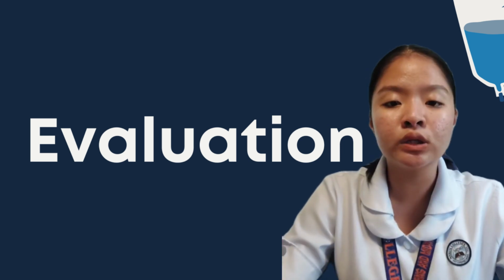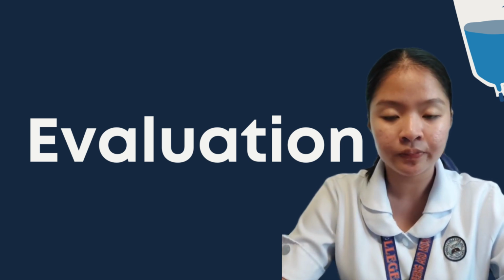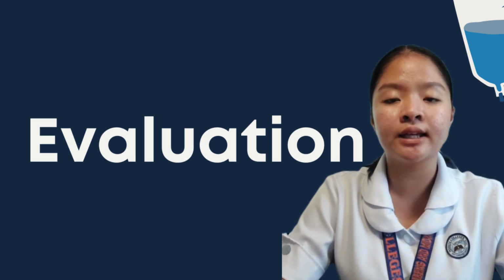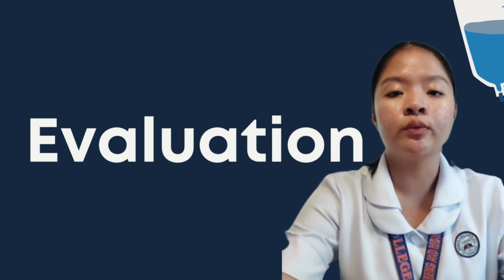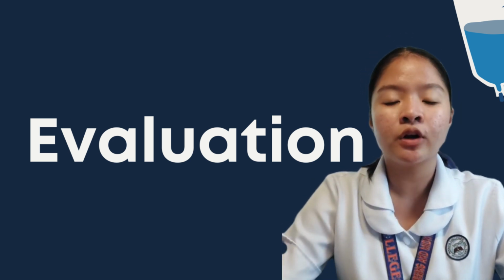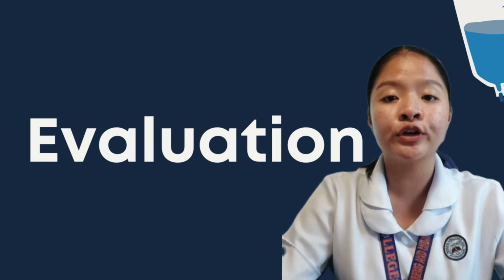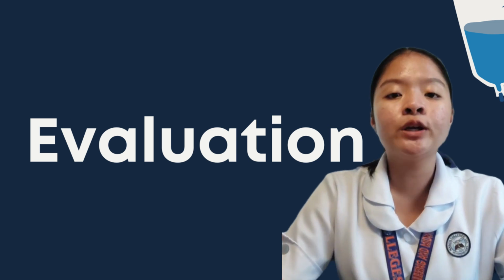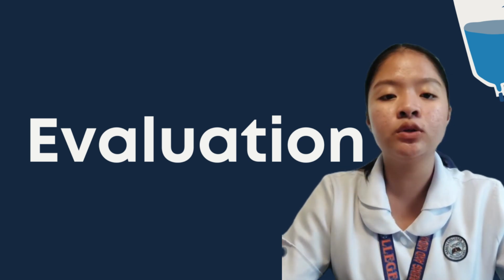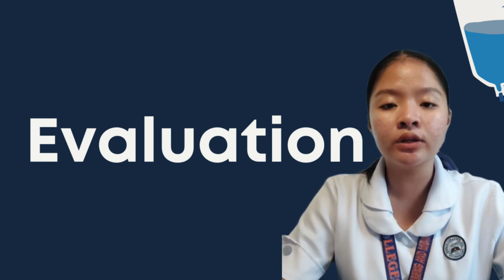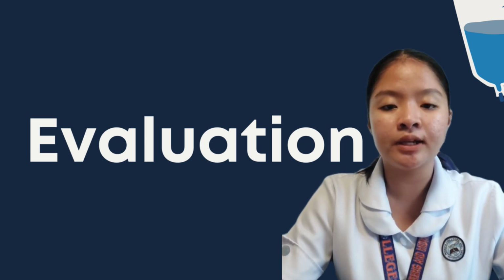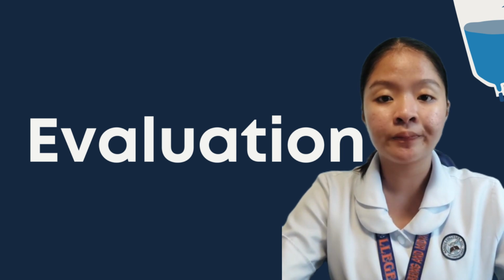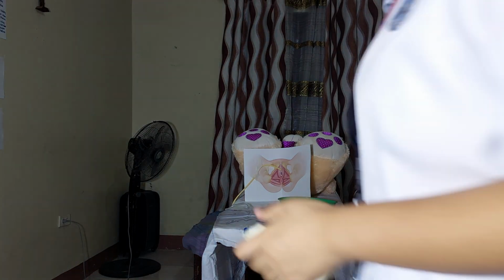And now, we are going to the evaluation or the documentation. After discarding your used materials in the appropriate receptacle, we need to note the amount and character of urine before discarding it. After that, we are going to perform hand hygiene. After doing those procedures, we need to record the date, time, amount of urine withdrawn, character, and the patient's reaction.